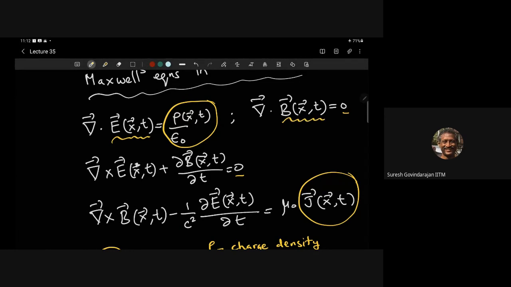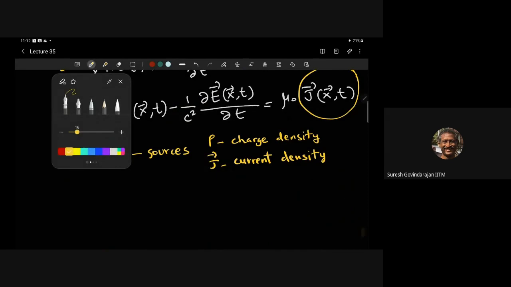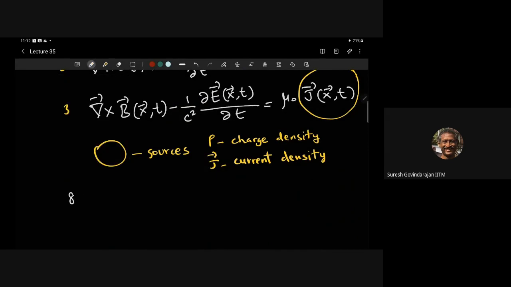Okay, they are coupled. So let's do some counting. This is a scalar equation, so it is 1. Del dot B equal to 0 is also 1. But del cross E is a vector equation, so there are 3 equations, 1 for each direction. Again, you get 3 from del cross B. So there are 8 equations for 6 unknowns.